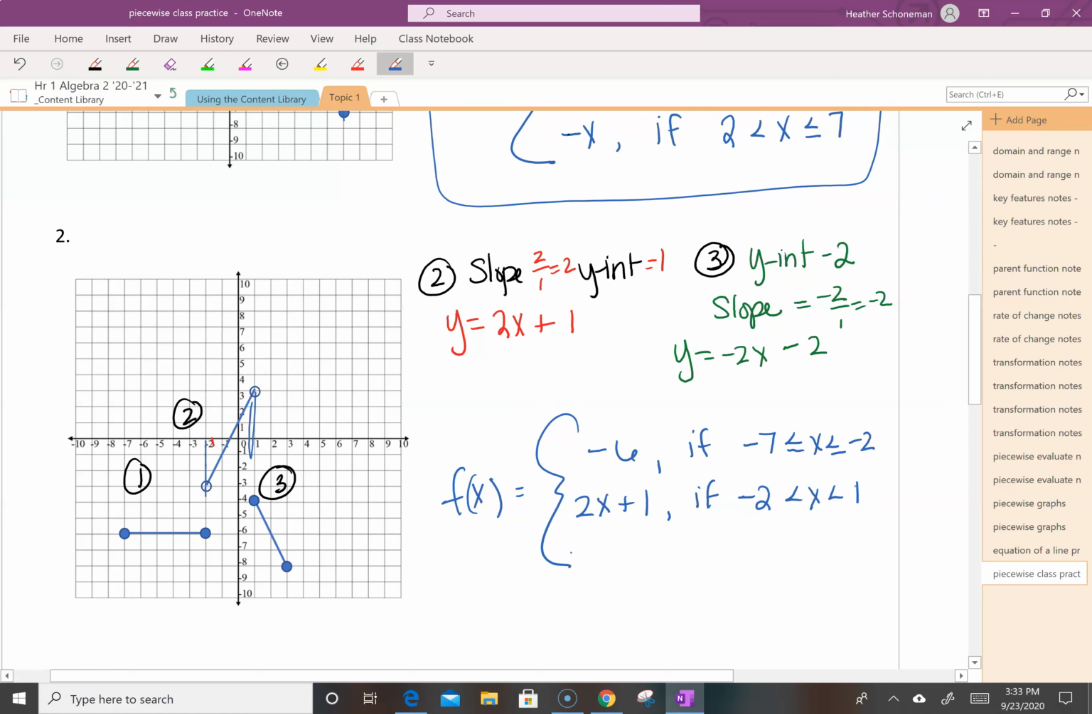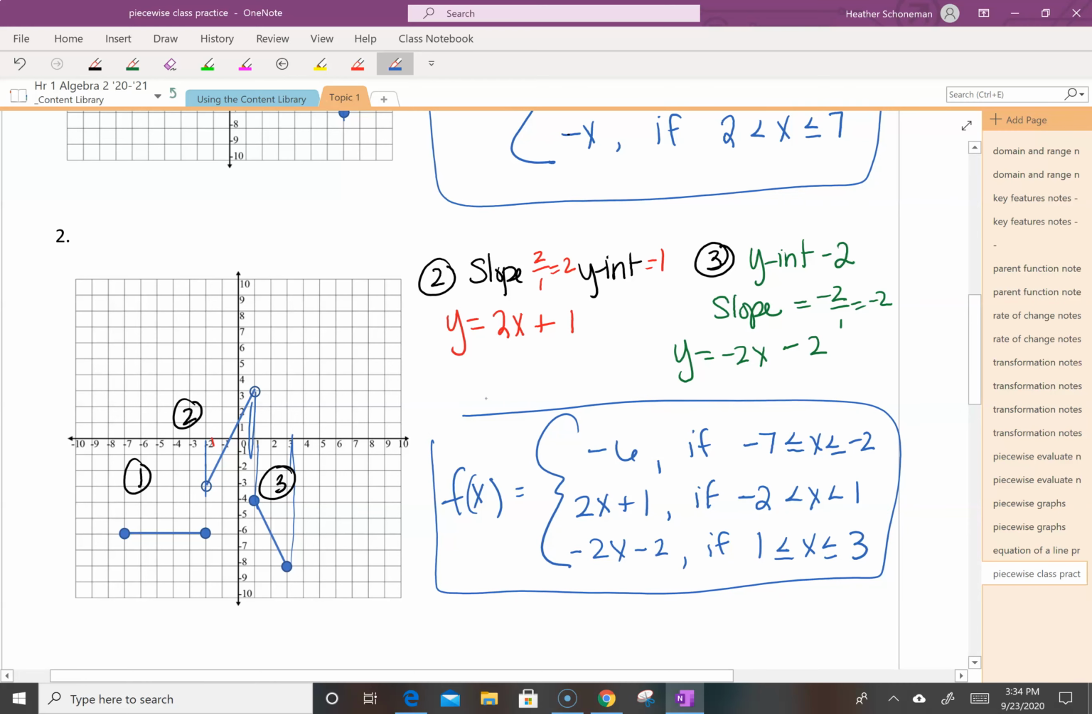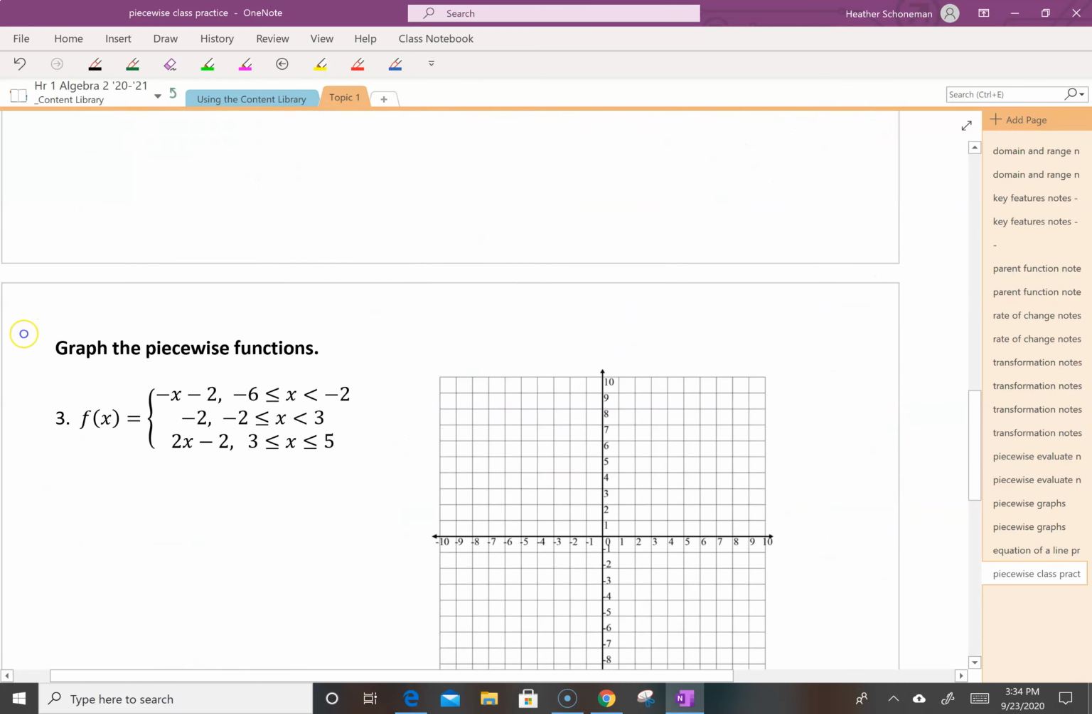Third equation, that's in green: -2x minus 2 if domain 1 to 3. Remember, it's less than or equal if you have a closed dot and less than if you have an open dot. But there is our parent function. All right, let's go backwards now and see if we can graph it.